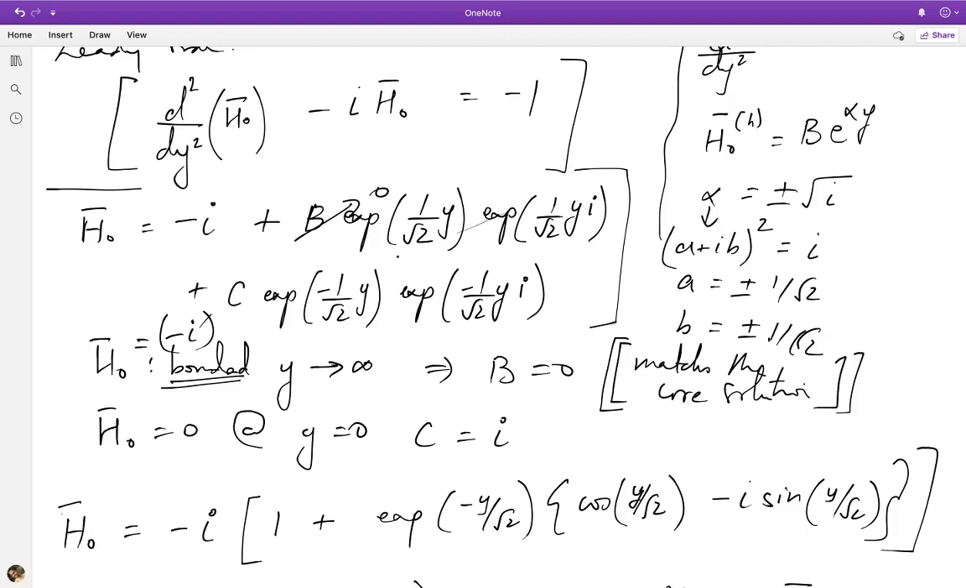So if we had started by saying, look, I want this expression to match that of the core solution as y goes to infinity, you would see that regardless of the value of c, as y goes to infinity, this term, because of the exponential minus y, will go to 0. This term would start going to infinity, but you remove it by setting b equal to 0. So the only thing that survives asymptotically as y goes to infinity is minus i, and that exactly matches the solution in the core. So we have satisfied the condition of asymptotic matching.